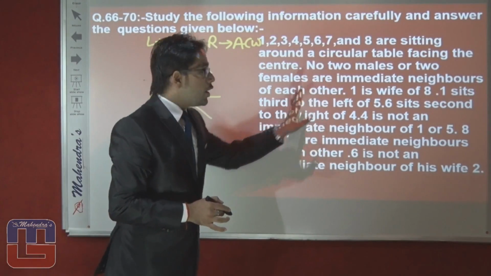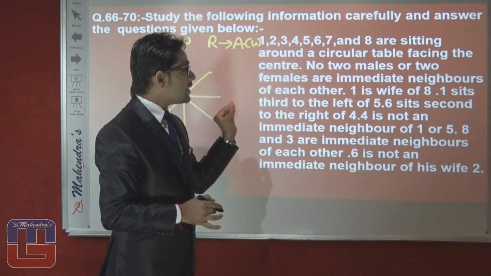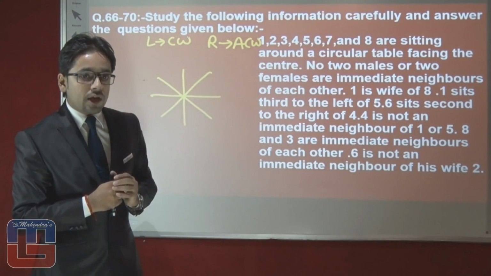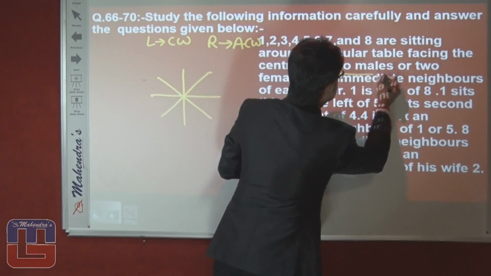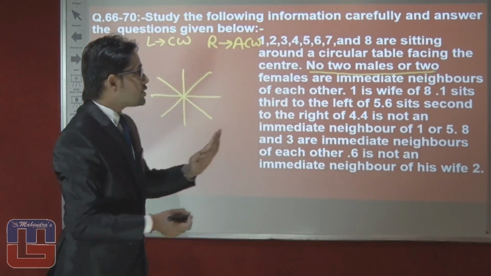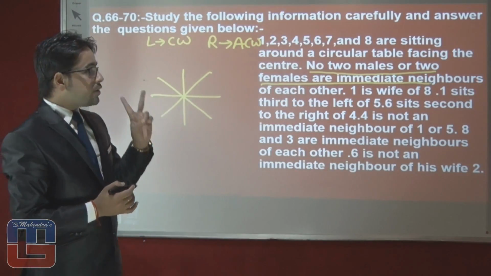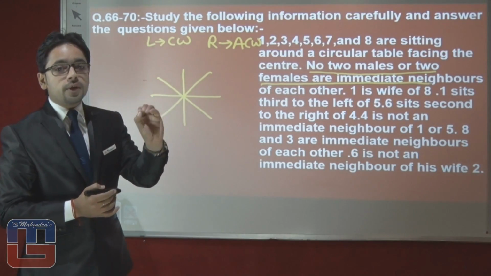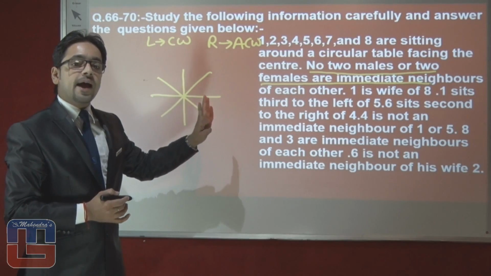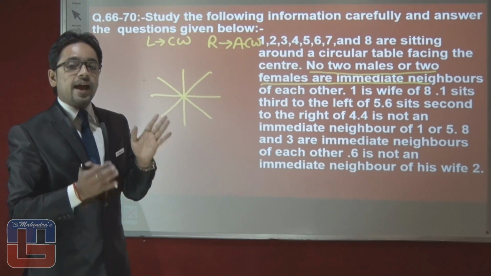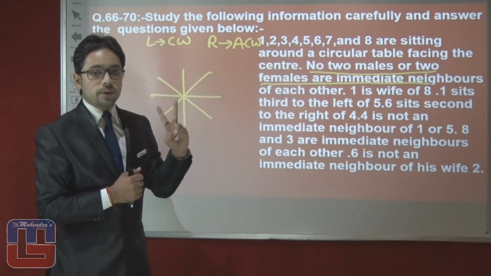The first statement says no two males or no two females are immediate neighbors of each other. Today we are talking about shortcuts, so this is the key point where you can put a shortcut. Neither two males are sitting together nor two females are sitting together. It means there are 4 males and 4 females in the circle and they are not neighbors of each other.